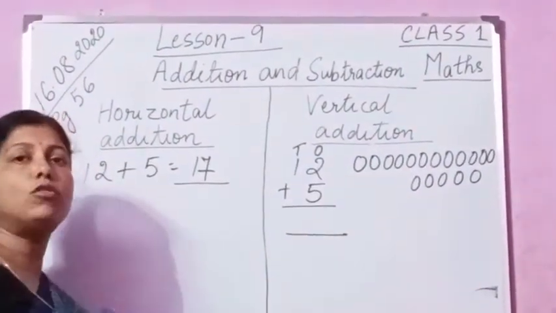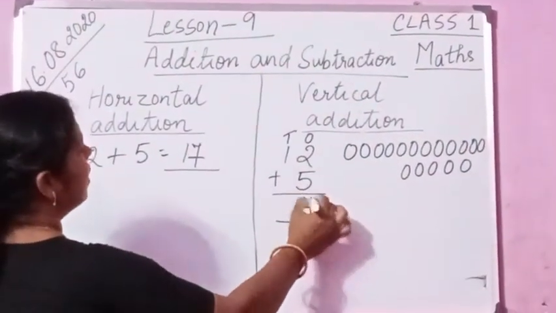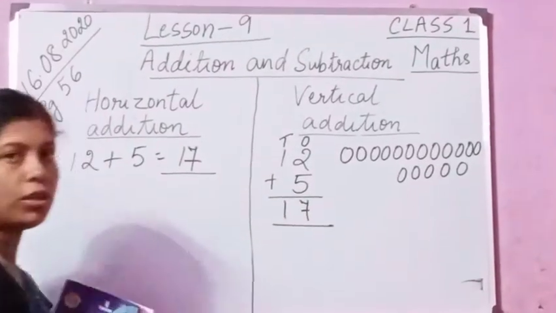If you know how to count on your fingers, you can count. Okay. 5 plus 2 is 7 here, and here 17. See, both are matching.